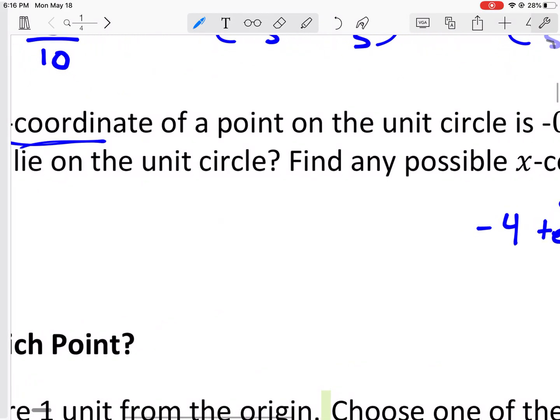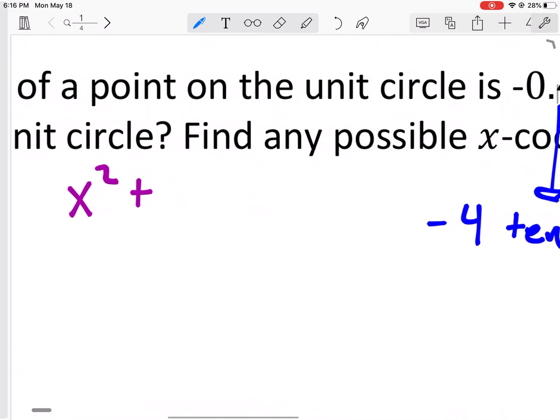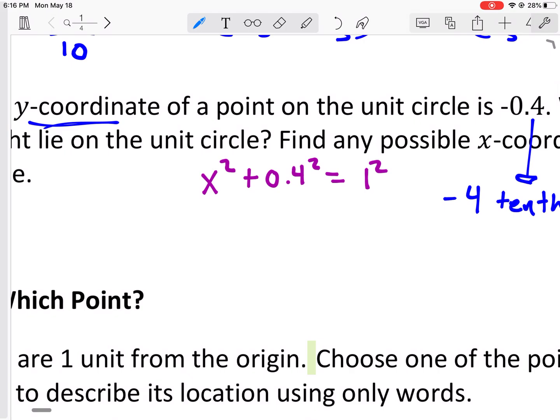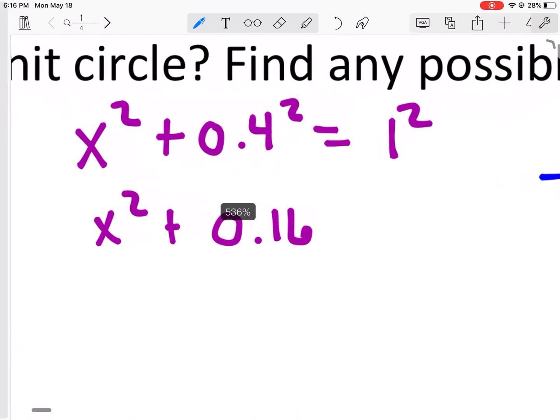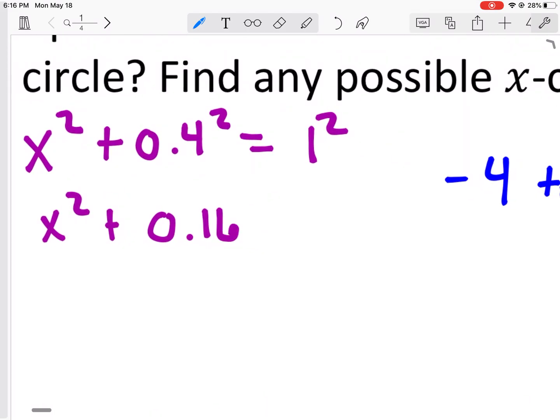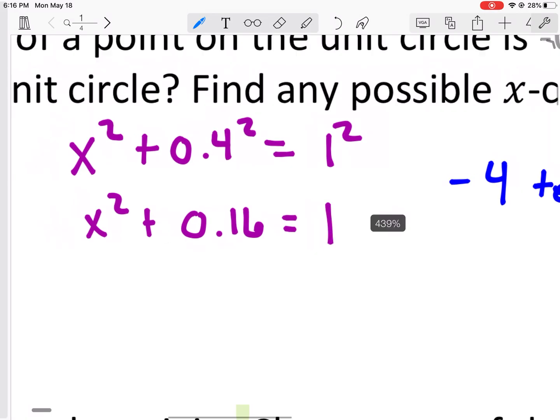Pythagorean theorem tells us that, in this case, x squared plus the other side, 4/10 squared, should equal the hypotenuse squared. X squared plus, well, 0.4 squared, if you use a calculator, or just think about it, would be 0.16. 4 times 4 is 16. 16 hundredths equals 1.